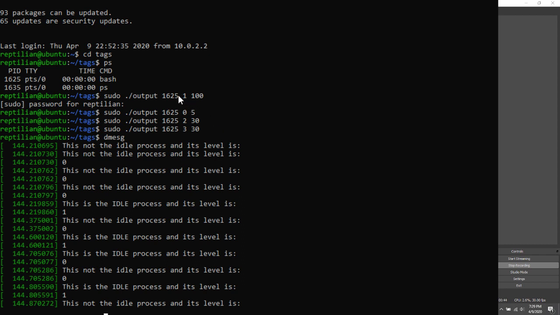So the very first thing I do is basically set, by giving it the bash process ID, I can actually set its tag to 1, which is one of the things that this test function does. And then these last two numbers actually set the allocation. So level 1 is also set to 100 milliseconds. Level 0 is 5, 2 is 30, and 3 is 30.